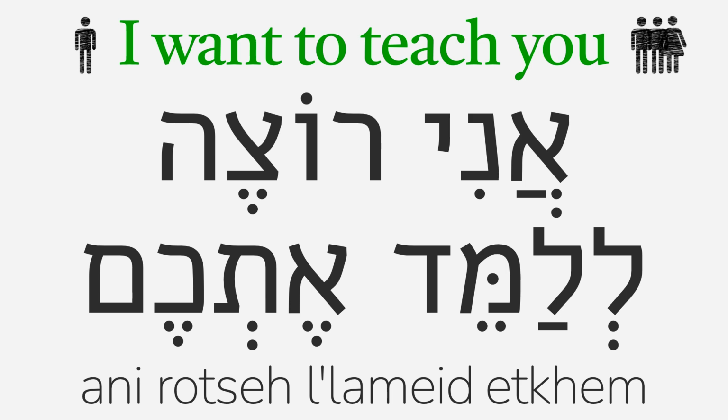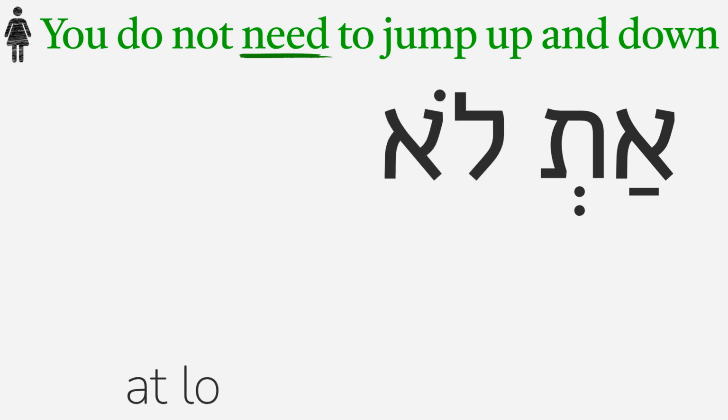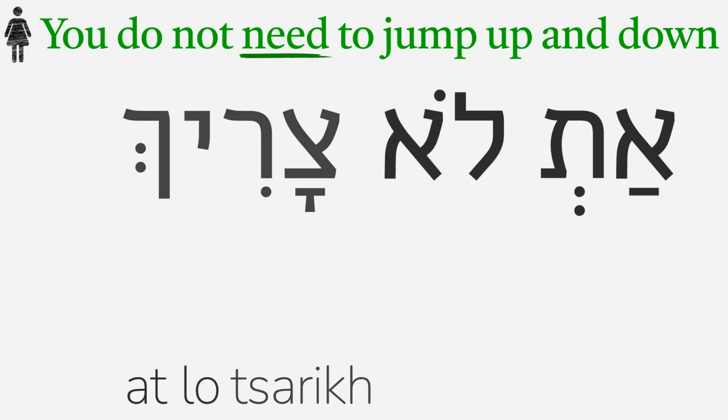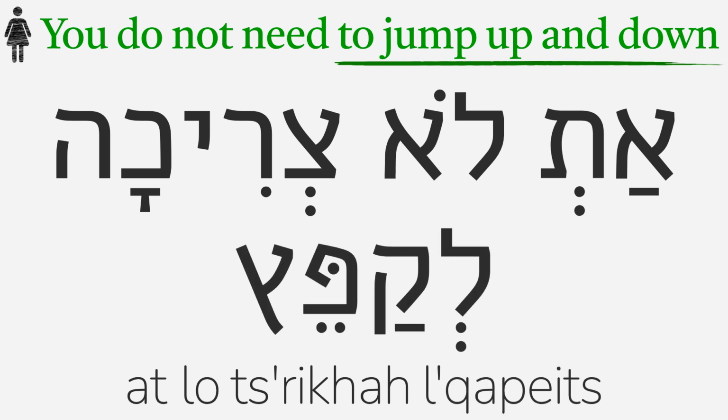Let's also say, you do not need to jump up and down, where the you you're talking to is a girl. You will be the feminine singular pronoun at, and not is lo. Need is the feminine singular form of the word tsarich, which is tsricha, and the verb to jump up and down will be the Piel infinitive from the root kuf pet tsadi, lekapetz. At lo tsricha lekapetz. You do not need to jump up and down.